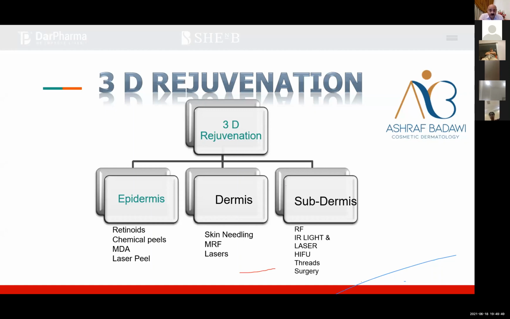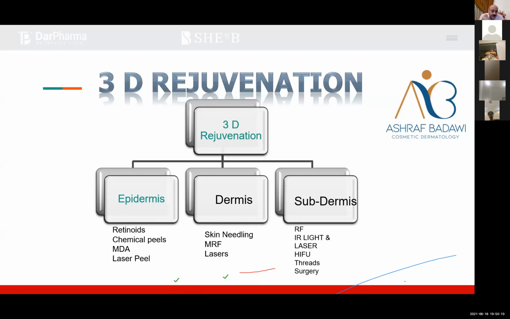So it's really very important to make sure that the treatment plan we are designing for any patient is targeting the different layers of the skin in order to restore the structure and the function of the skin. This is called rejuvenation. Rejuvenation means restoration of the structure and the function of the skin. And this is what we are supposed to do, not a temporary fix.